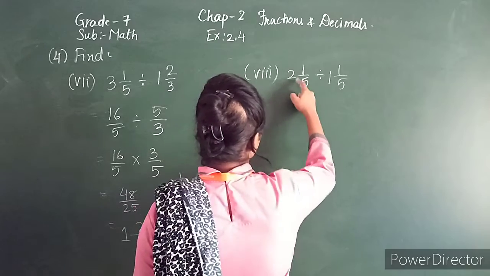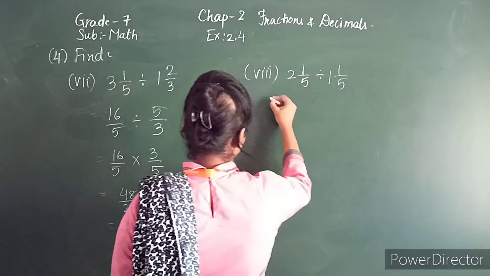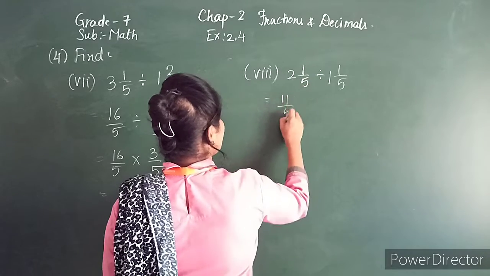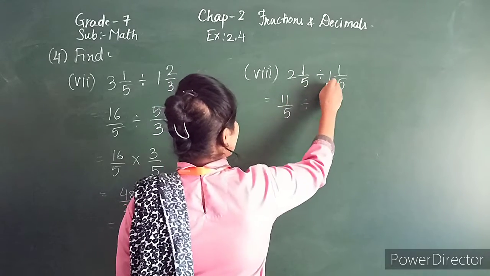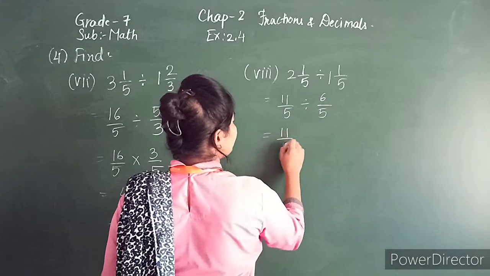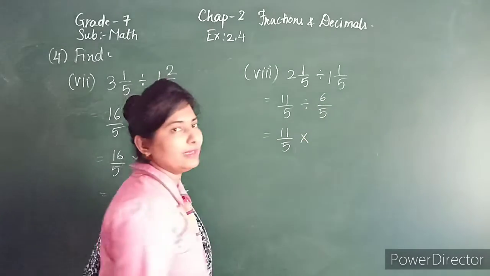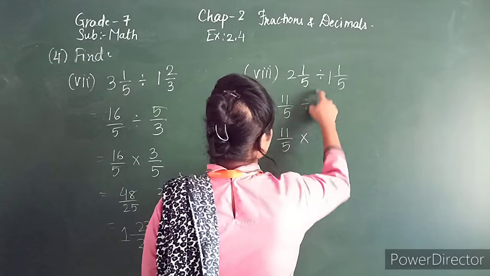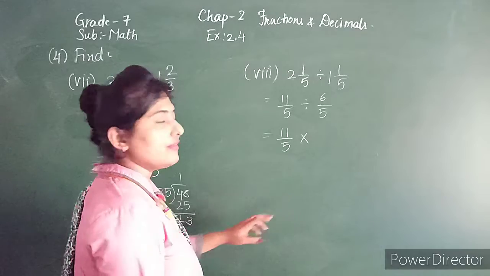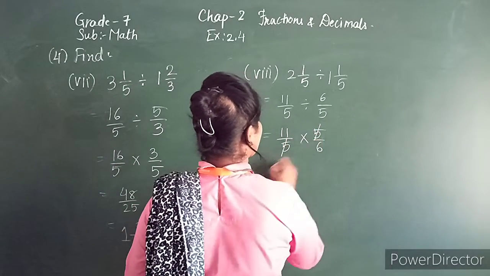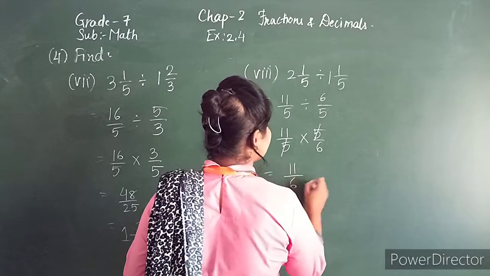Now number 8, 2 1 by 5 divided by 1 1 by 5. So here 2 5s are 10, 10 plus 1 it is 11 upon 5. Then 1 5s are 5 plus 1 it is 6 upon 5. Here 11 upon 5. Here we have to put multiply. So if we put multiply here, we have to make this number reciprocal. So it is 5 upon 6. So 5 5 cut. So our answer is 11 upon 6.